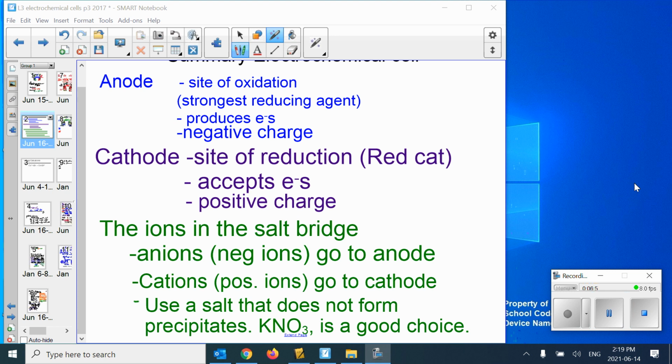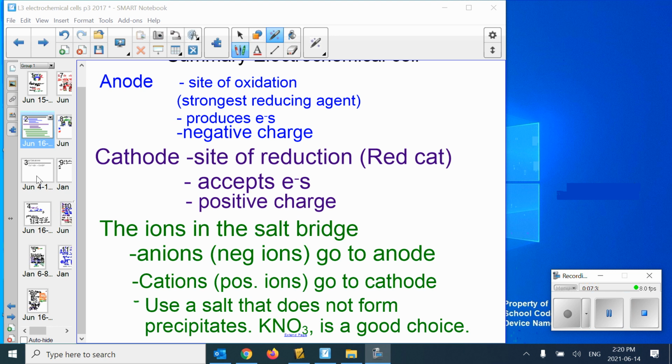Red cat, remember this, because I'll be asking which is the reduction, which is the cathode. The ions in that salt bridge, just because we're abbreviating things this year a little bit, I'm not going to get you to do a heck of a lot, but if you take chemistry in university, you will. The anions in the salt bridge go to the anode, the cations go to the cathode. You can always figure that out, though, because is it creating a buildup of positive or negative charge? And you use a salt that doesn't form a precipitate. KNO3 is the one I go to when we do actual labs. I use potassium. But we won't this year because of time constraints.